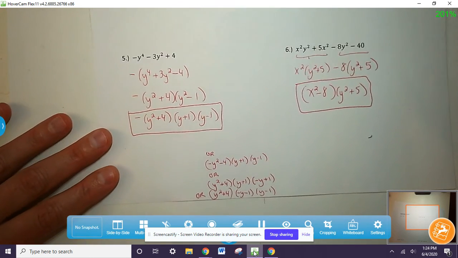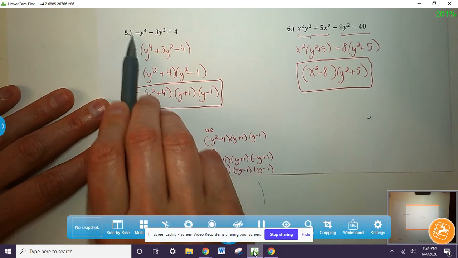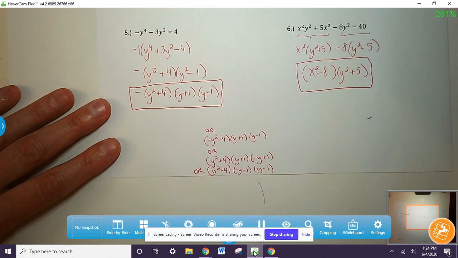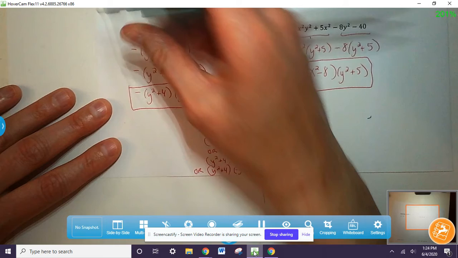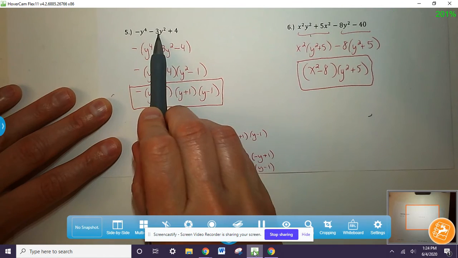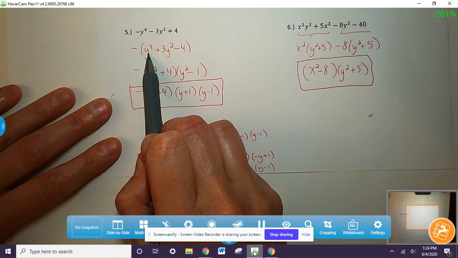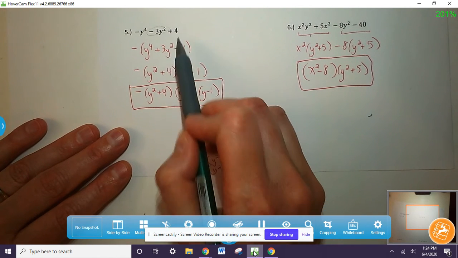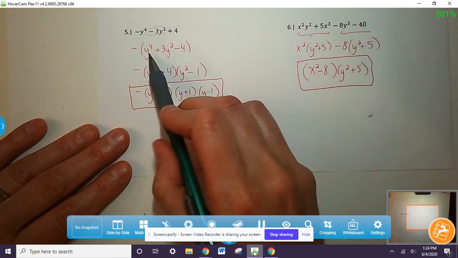For number 5, I do not like when my leading coefficient is negative, so I factored out a negative. If you prefer, you can factor out a negative 1. When you factor out a negative or a negative 1, you are changing all the signs. Because when you divide this by negative 1, it becomes positive y to the 4th. When you divide this by negative 1, you get positive 3y squared, and this becomes minus 4. So now you want to factor this expression that's inside.